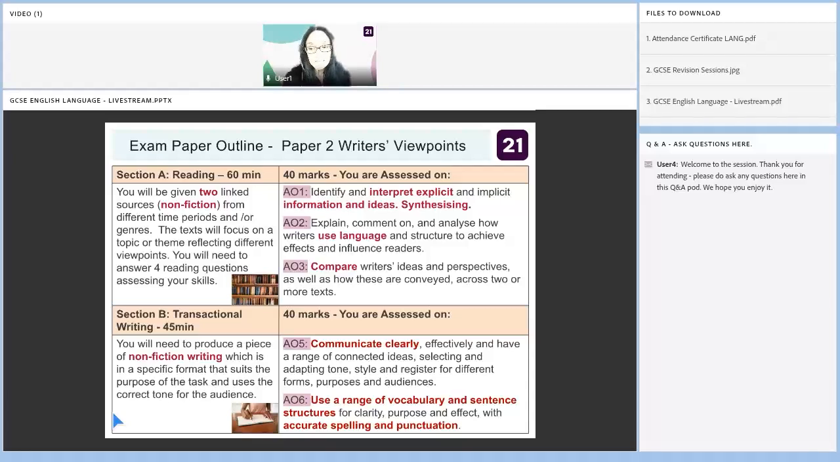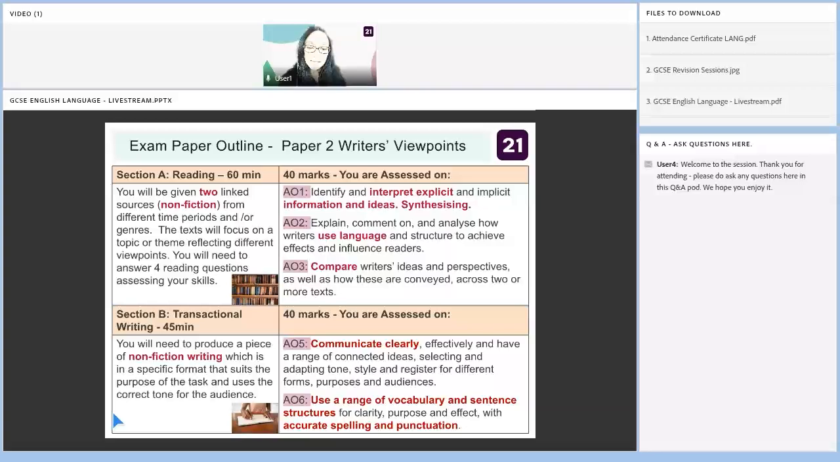For the transactional writing section, section B of paper 2, this is your non-fiction writing. This is also worth 40 marks, so notice it's a 40-40 split between the two sections. And this is where you only have one task. There isn't a choice on paper 2, and you have to produce a piece of non-fiction writing which suits the question. The assessment objectives are exactly the same as section B on paper 1, so AO5 and AO6, but the task is different because you're producing non-fiction.